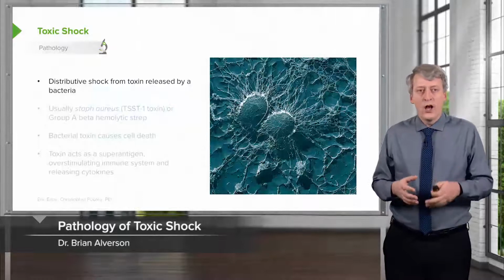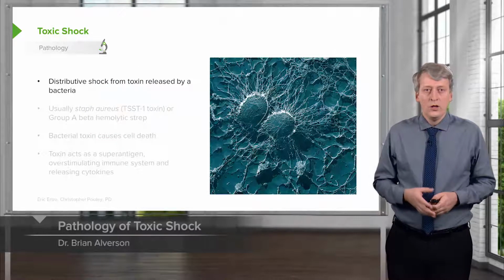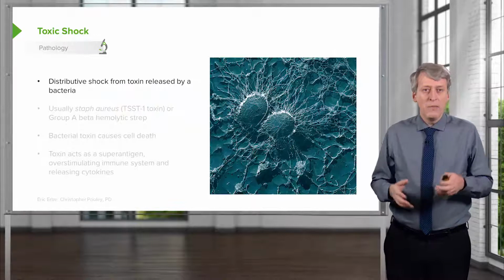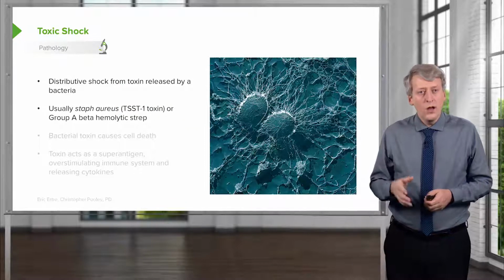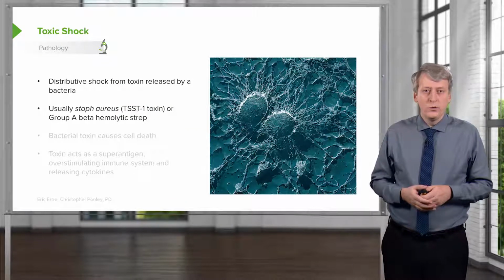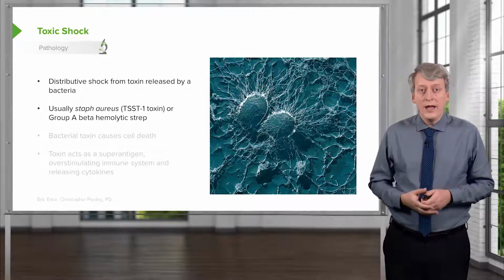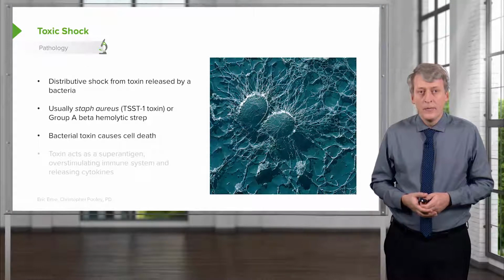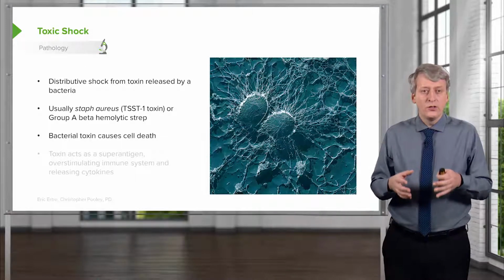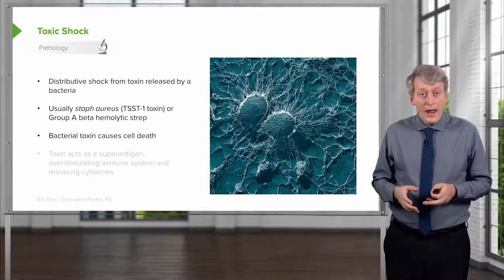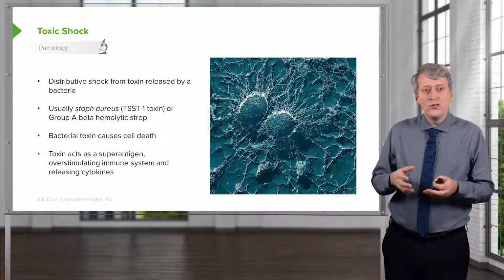In this lecture, we're going to discuss toxic shock. So toxic shock is a distributive shock caused by a toxin released by bacteria. Most commonly, this is Staph aureus, which releases the toxin TSST-1, or group A beta-hemolytic strep. Basically, the bacterial toxin causes cell death, and toxins act as a superantigen.